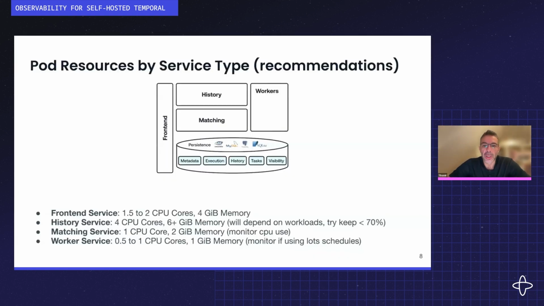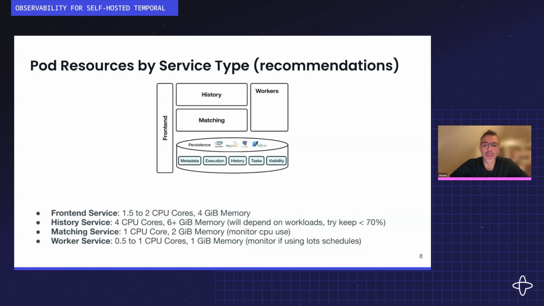So the first thing that I want to talk about is pod resources. In this case, these are recommendations. A Temporal cluster is composed of four different service types: frontend, history, matching, and worker. There are a lot of questions from users that want to set up an on-prem Temporal cluster on what kind of resources they should give them. And these are, again, just recommendations, but they're based on some experiences and us working with a lot of users that have self-deployed this in the past.